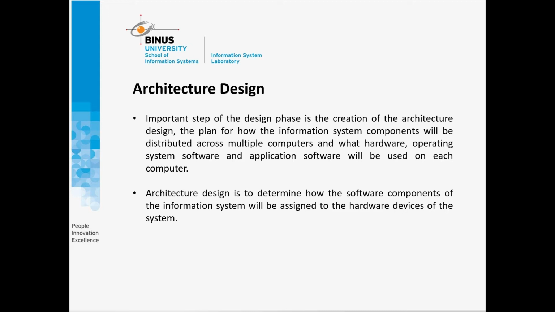An important step of the design phase is the creation of the architecture design. It is the plan for how the information system components will be distributed across multiple computers and what hardware, operating system software, and application software will be used on each computer. Architecture design determines how the software components of the information system will be assigned to the hardware devices on the system. Designing the system architecture can be quite difficult. Many organizations use the skills of expert system architects who specialize in the task.